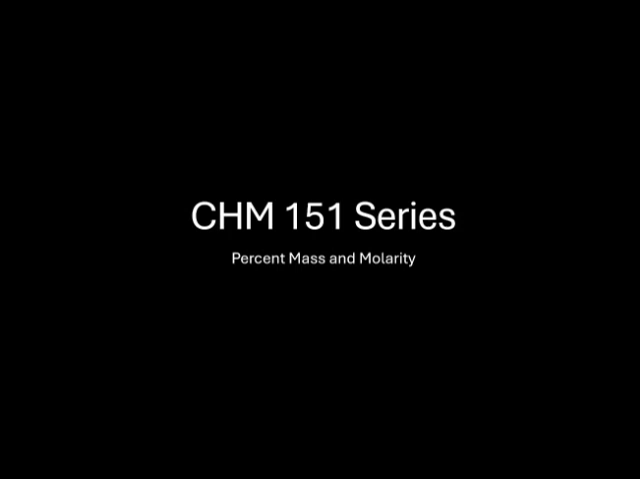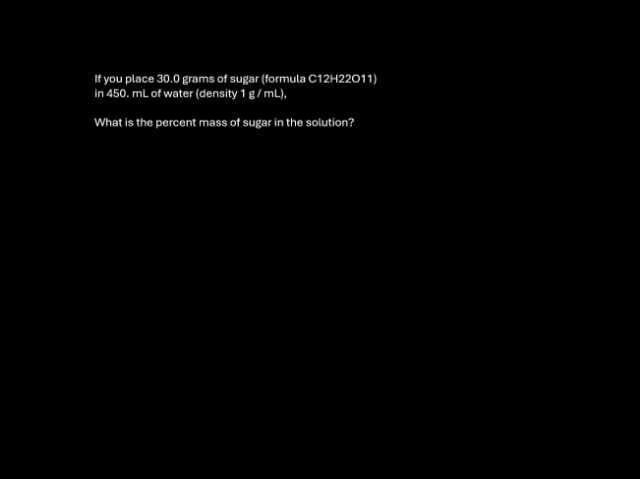In this video, we're going to show you how to find both percent mass and molarity of a solution. The solution we have has 30 grams of sugar dissolved in 450 milliliters of water. Our first question will be, what is the percent mass of sugar in the solution? The formula we're going to use for percent mass goes like this.